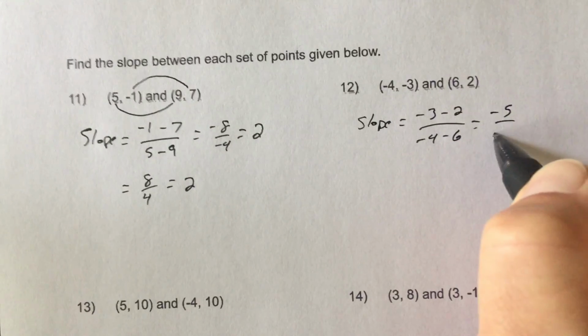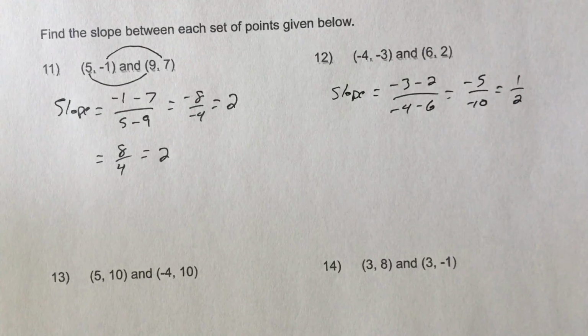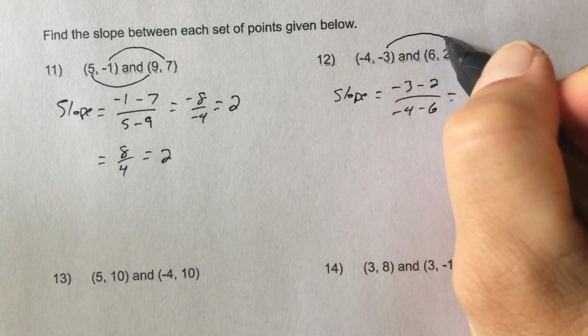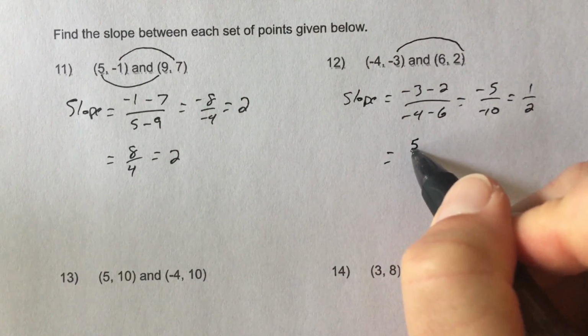Again, you got to be real careful when you do this subtraction. So you get -5 over -10, which is 1/2. That's kind of why I like just kind of looking at it. Say to get from -3 up to 2, I would have to go up 5.